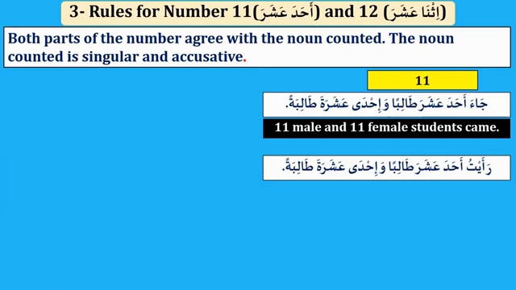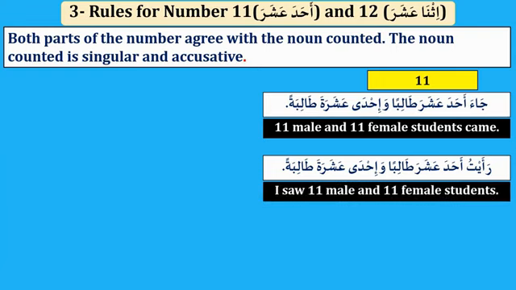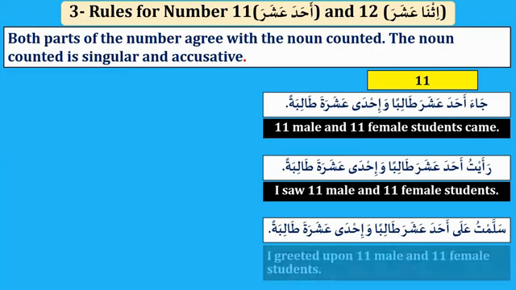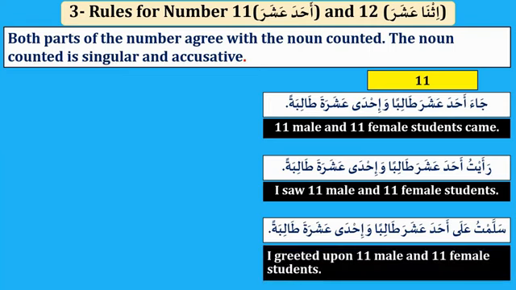11 male students and 11 female students. Accusative case: رأيت 11 طالبا و11 طالبة. I saw 11 male and 11 female students. سلمت على 11 طالبا و11 طالبة. I greeted 11 male and 11 female students. As we see, the harakat remain the same in all 3 cases: nominative, accusative, and genitive case.